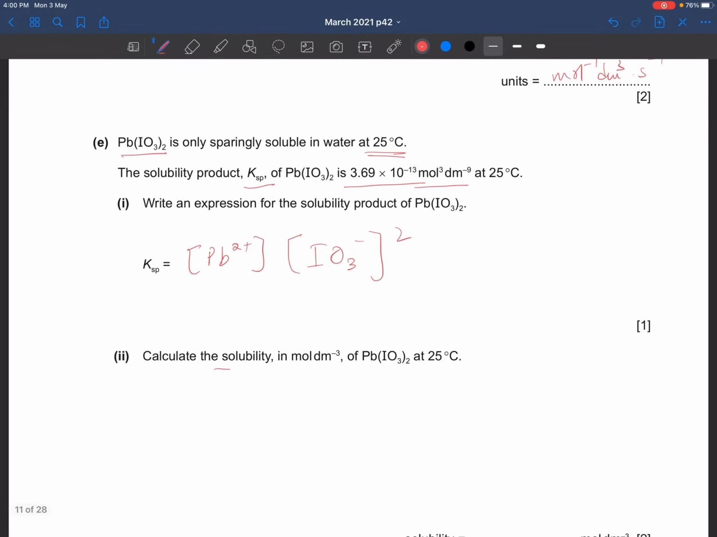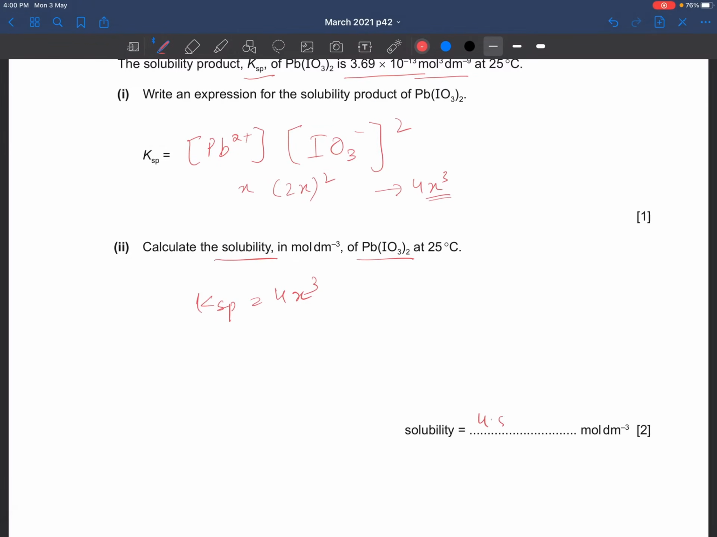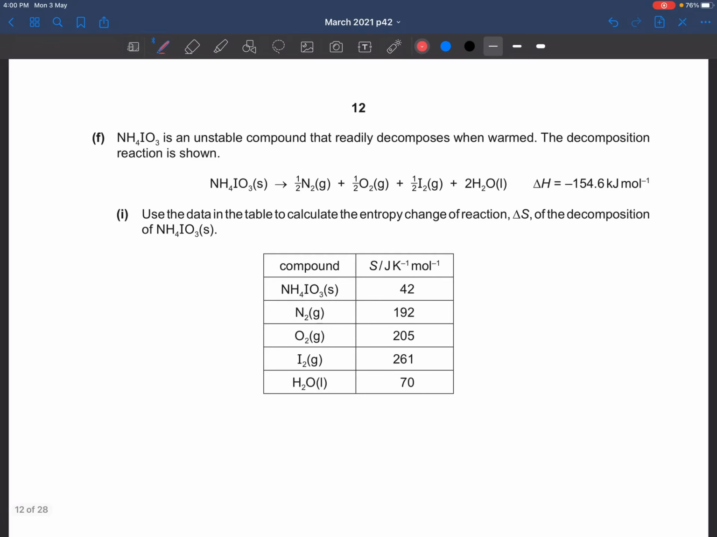So calculate the solubility in moles per dm cube of PbIO3 minus. So we can say x into 2x square. So that would be 4x cube. So for solubility, you just have to find the value of x. So KSP is equal to 4x cube, and the answer of x or solubility is 4.52 into 10 power minus 8.